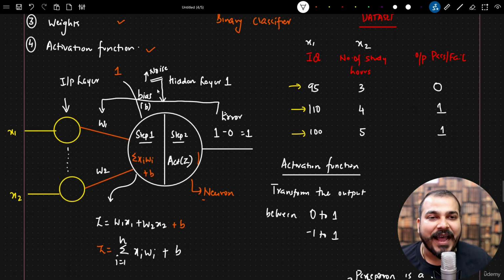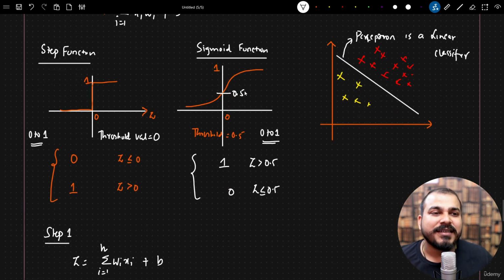I hope you got an idea about what exactly is input layer, hidden layer, weights, activation function. And like this, there are many activation functions, and each and every activation function has some different functionalities at the end of the day.